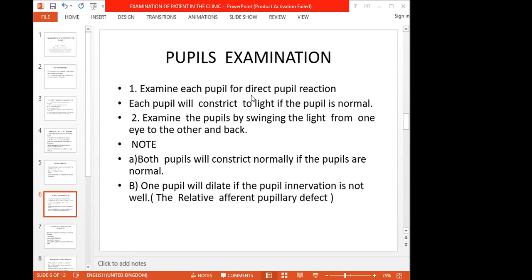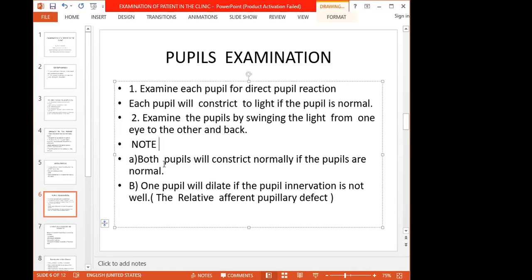Examine each pupil for direct pupil reaction. You shine a torch directly in the right eye and see the reaction of the right pupil. Each pupil will constrict to light if the pupil is normal. That's the normal pupillary reaction to light. Examine the pupils by swinging the light from one eye to the other and back. What is called the swinging light test.